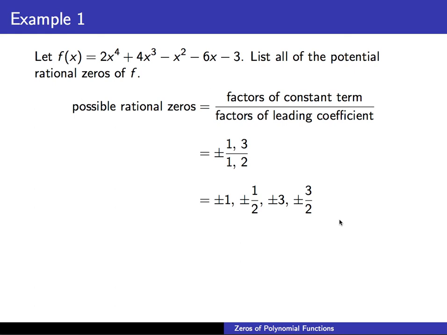So of all the zeros or x-intercepts of this function, the ones that are rational, or at least could be rational numbers, are 1 and -1, 1/2 and -1/2, 3 and -3, and then 3/2 and -3/2. Again, this is just a list of possible or potential rational zeros. Not every number in this list is going to be a zero of our function. We'll look at how to do that in future videos.